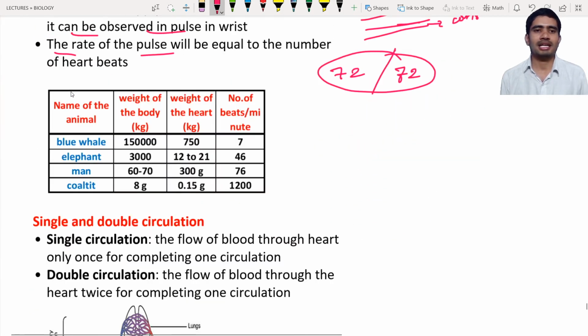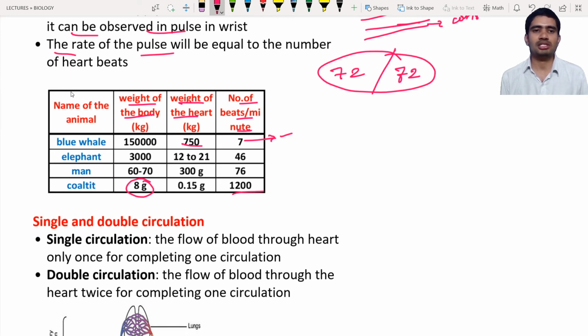Okay, so this is the table. In this table we can see the weight of the body of an animal, the weight of the heart in that animal, and the number of beats per minute. The largest animal is the blue whale. This is the size of the blue whale's body, and this is the size of its heart, how many kg it is, and the number of beats per minute is very low. If you compare the blue whale with the coal tit, its heart is only 8 grams, not even a kg, and its number of heartbeats per minute is 1200.